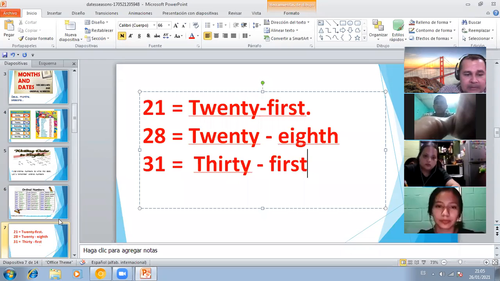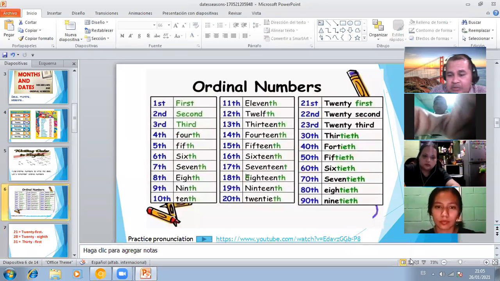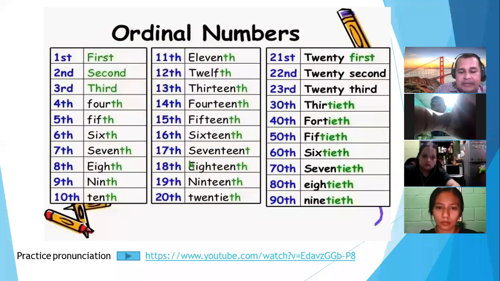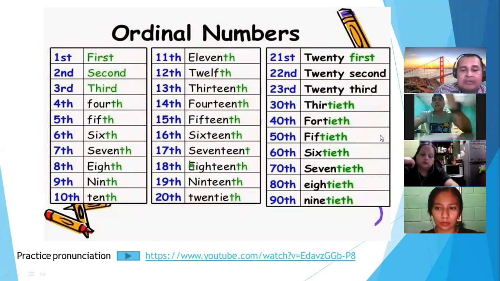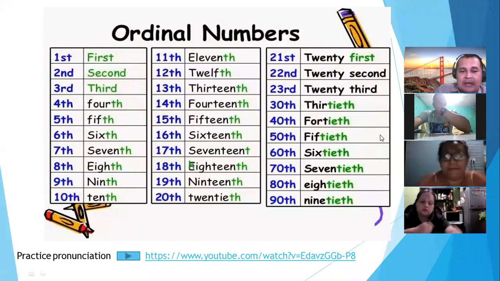Now pay attention, everybody. Pay attention and tell me your birth date, everybody. I will go one by one. For example, Isaac Flores. When is your birthday, Isaac? My birthday is April 7th. April 7th. Okay, thank you, Isaac.